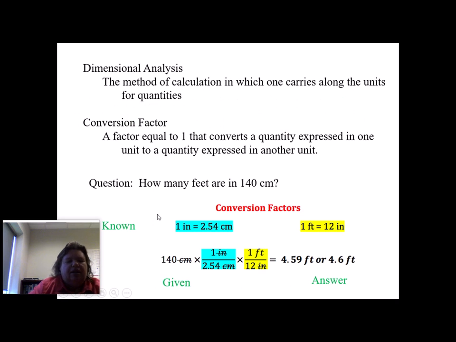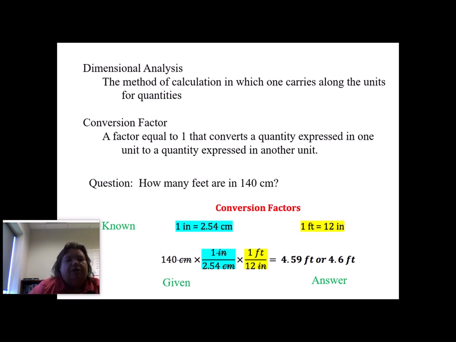This is the last section in Chapter 1, and it's about dimensional analysis. Dimensional analysis is the process of using units instead of a formula to do a calculation. In doing so, you're going to use conversion factors, and all a conversion factor does is allow you to go from one quantity to another quantity.